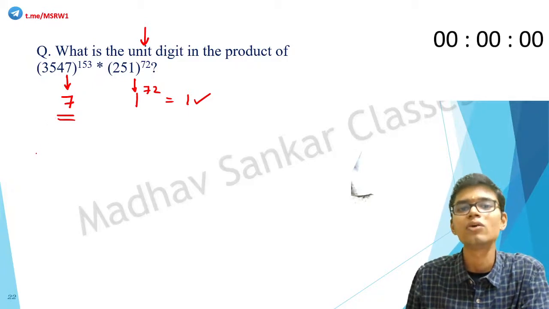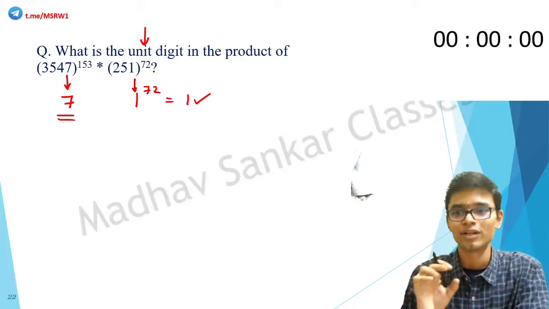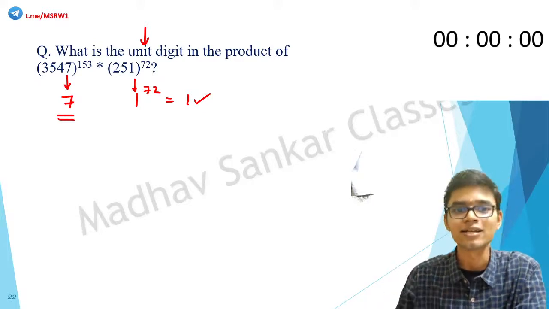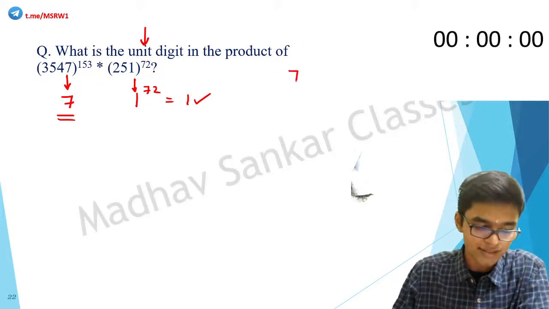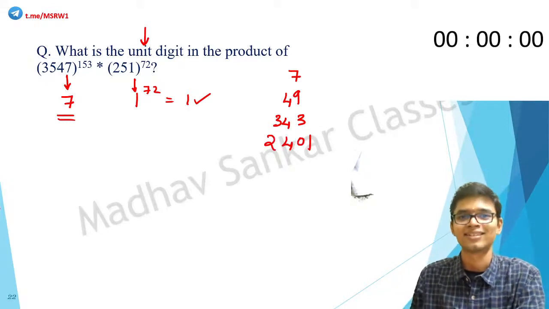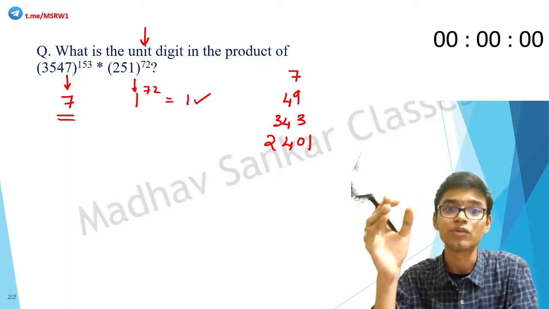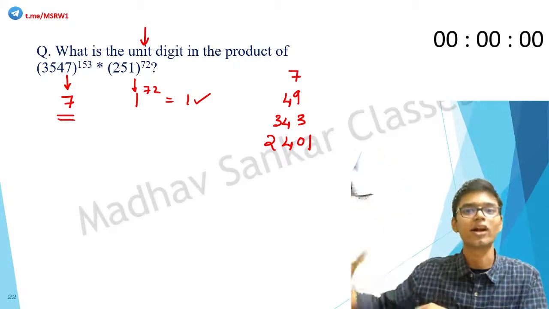The issue is 7 raised to 153. How do you get that? You have to have some tactics, and you have to practice lots and lots of these kinds of questions so that you get it easier. Powers of 7 go like this. 7 to the power 1 is 7. 7 squared is 49. 7 cube is 343. 7 to the power 4 is 2401. This is what we want, because we want the unit digit to be 1. If it is 1, then any power of it is 1 only.